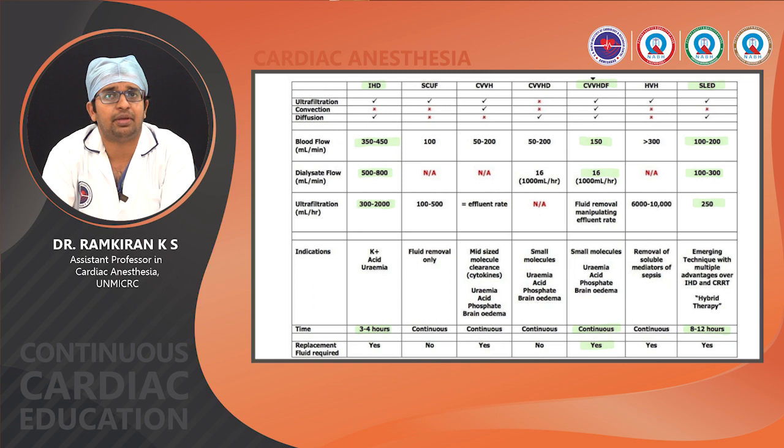So it is done over a period of 8 to 12 hours with a blood flow rate of approximately 100 to 200 ml per minute. The dialysate flow is at around 100 to 300 ml per minute, and with an ultrafiltration rate of around 250 ml per hour. So these are the basic modes which we use.